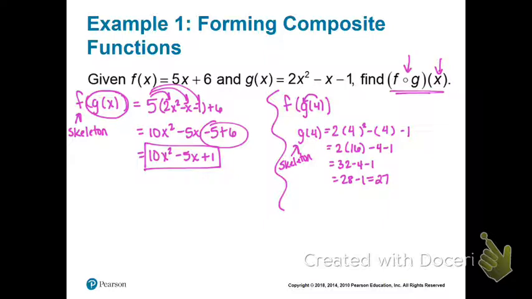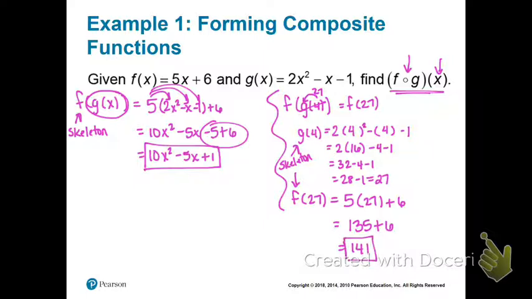But now that's just for the g of 4. So now they're saying, okay, well this is 27, so this means I'm really looking for f of 27. So once you find the answer to g of that 4, you're going to go plug that back into your f function. So now we're looking for f of 27. Well, f now is my skeleton. Okay, so it's 5x, doesn't need to be that big this time, plus 6, plug in your 27, and then work it out. That's 135, and then plus 6. So work that out, we get 141, and that would be our final answer, okay?